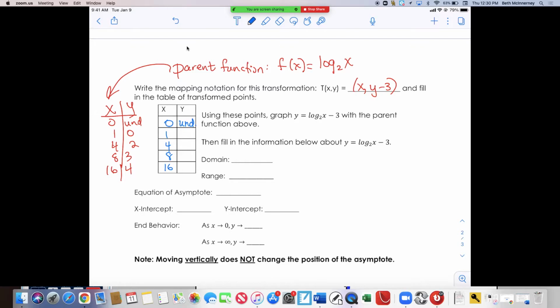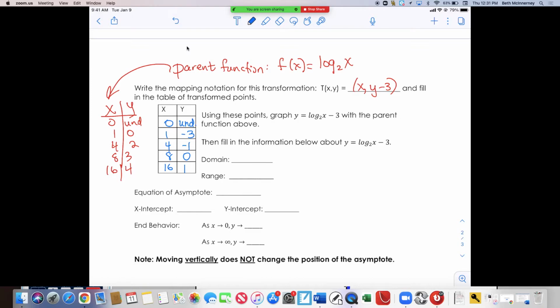So then, Daniel, what did you put for the 1? If we're going to subtract 3, what do you get? Good job, negative 3. All right, then Charlie, what do you put for the 4 if we're going to move it down 3? Negative 1, you got it. All right, Keller, how about for 8? What was your new y value? 0. And Angelo, how about for 16? What's our new value? 1.